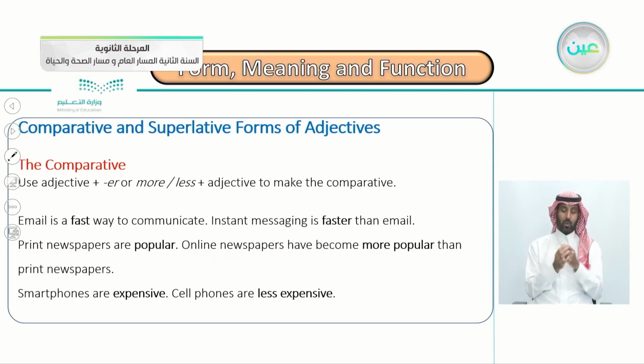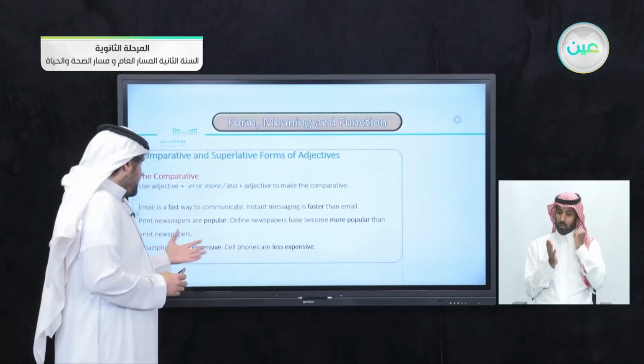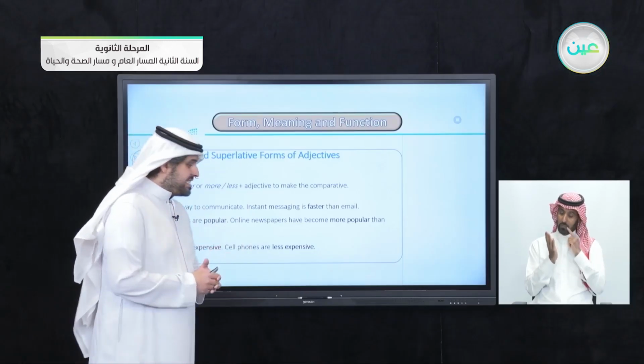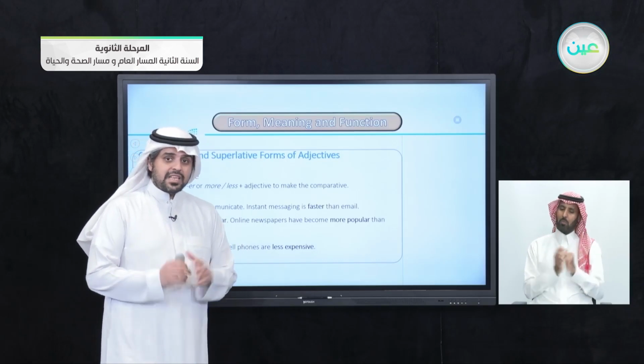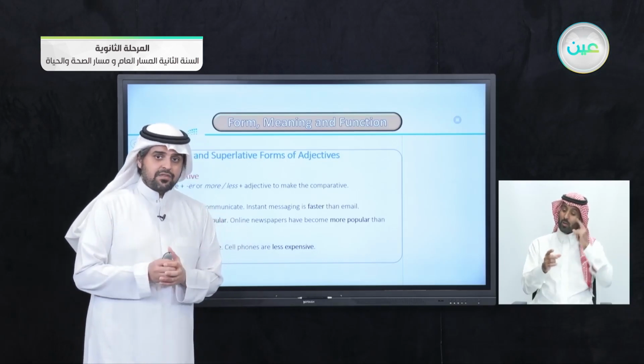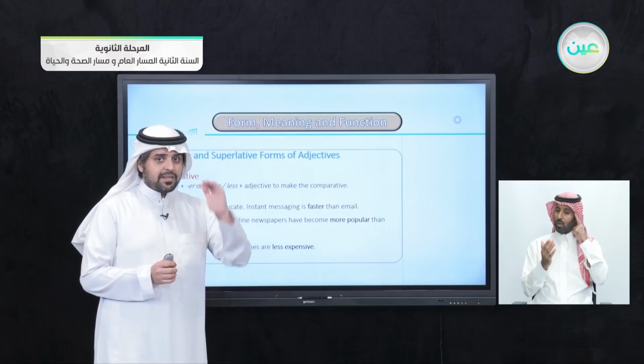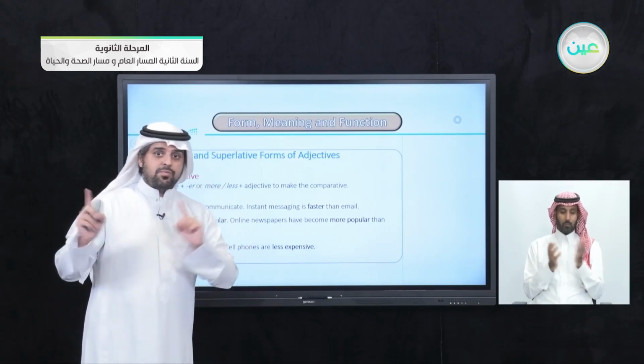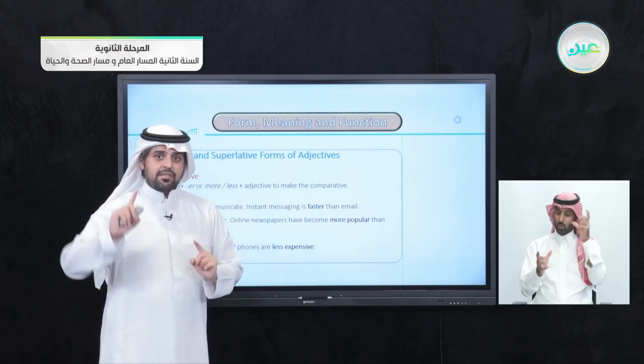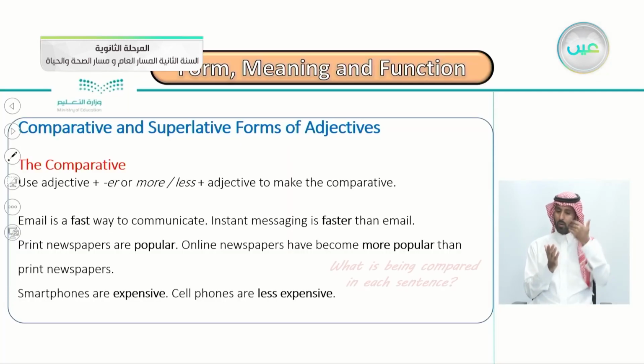The third example: smartphones are expensive. This is the adjective here. Cell phones are less expensive. So this means that they are both expensive, but the cell phones are just a little bit less expensive. So we are comparing two objects here, the smartphones and the cell phones.